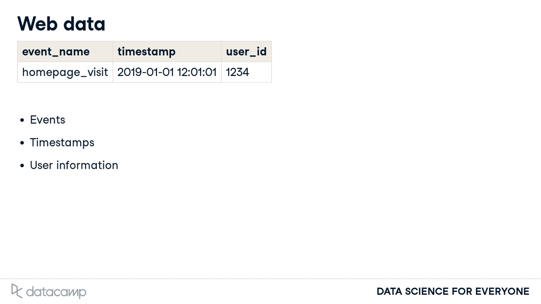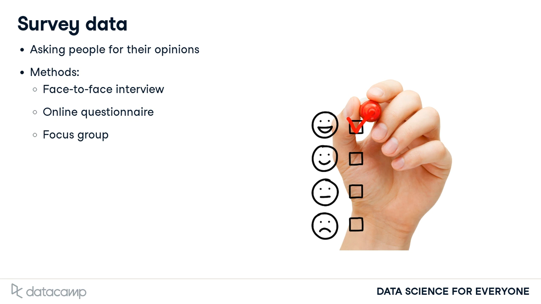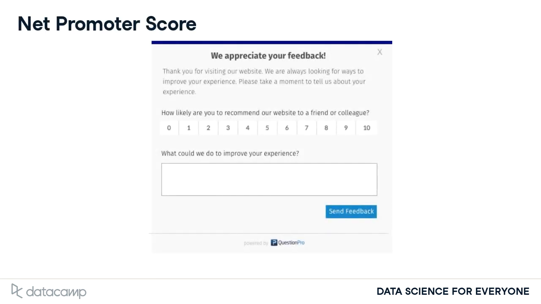Data can also be collected by asking people for their opinions in surveys. This can be, for example, in the form of a face-to-face interview, online questionnaire, or a focus group. You've likely answered a question as shown in the image before. This is a very common type of survey data used by companies, the Net Promoter Score, or NPS, which asks how likely a user is to recommend a product to a friend or colleague.